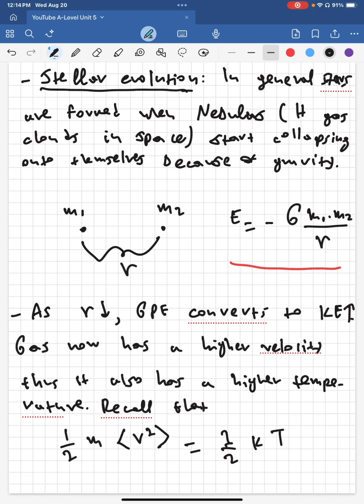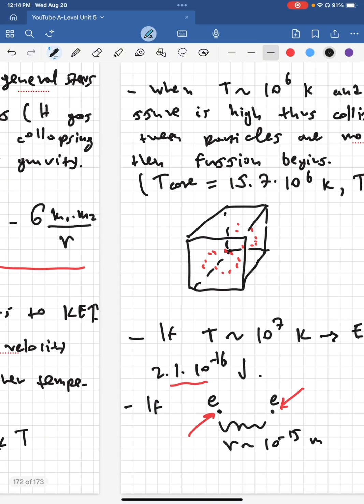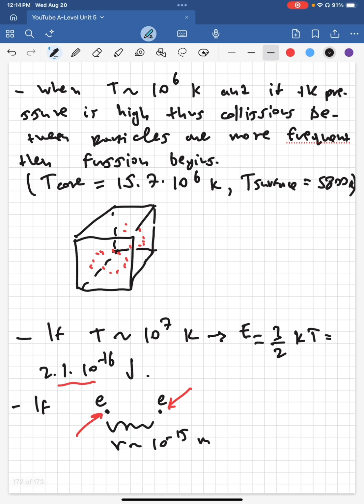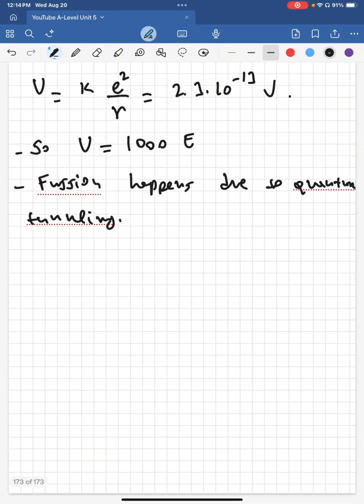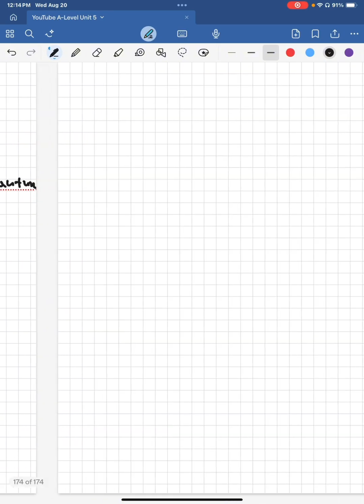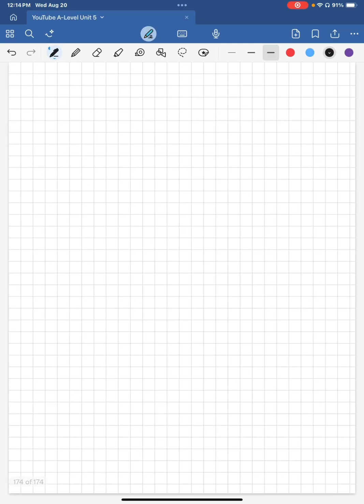Okay, so this is the whole process. You start with a nebula, gas starts collapsing, the velocity increases, the energy increases, therefore the temperature increases. And when you reach some critical temperature, which is typically 10 to the 6, 10 to the 8 kelvins, fusion starts happening. Okay? And now let's move on. So we started having fusion. Now let's go see what happens with this thing.